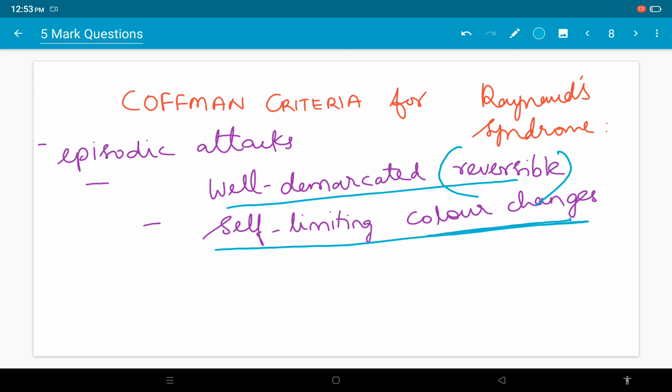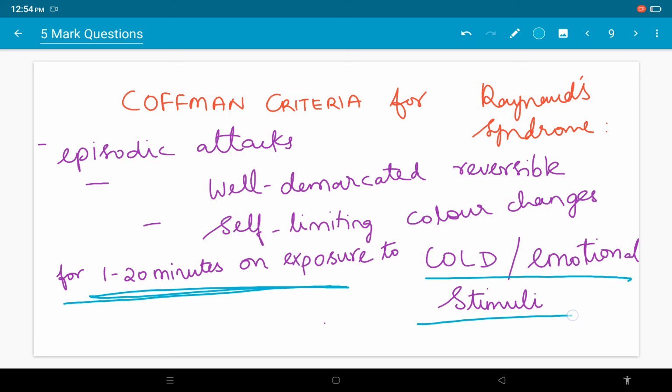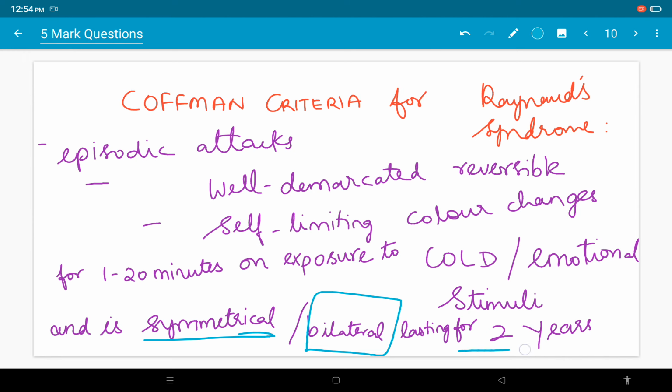Self-limiting color changes: it changes on its own. For 1 to 20 minutes it usually happens on exposure to cold or emotional stimuli, and is symmetrical and bilateral, appearing the same in left and right, lasting for about 2 years. For the past 2 years the patient may be suffering from this. If these criteria are present, it will be considered Raynaud's syndrome.